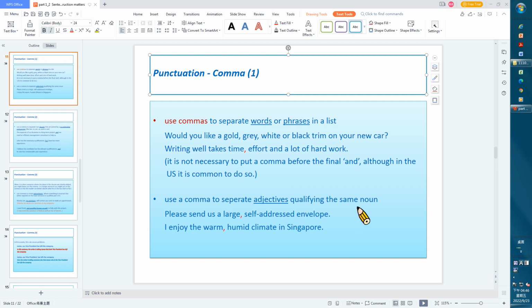Use a comma to separate adjectives qualifying the same noun. Please send us a large, self-addressed envelope. I enjoy the warm, humid climate in Singapore.